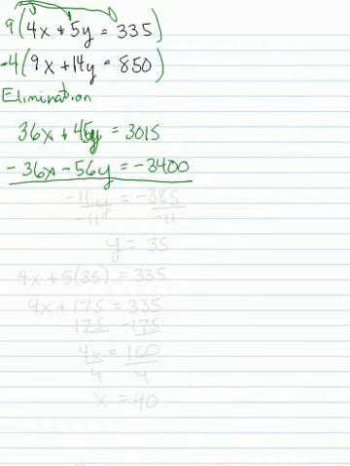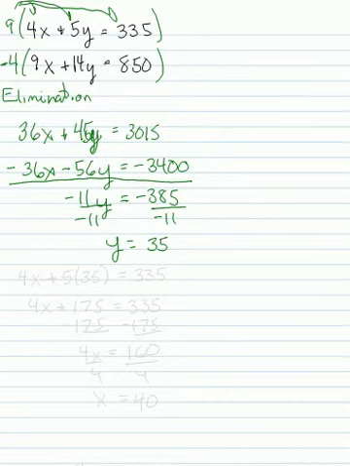And now we can add our two equations together. So we get negative 11y equals negative 385. And we'll divide both sides by a negative 11. And we get y equals 35. Now we still need x.